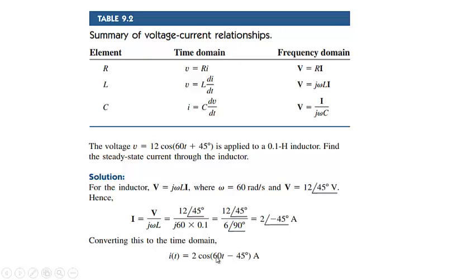Here also you can see that this current lags the voltage by 90 degrees. They have this relationship because this is having a plus 45 degrees with respect to some reference, and this is having a minus 45 degrees with respect to the same reference. So the net angle difference between the voltage and current will be 90 degrees.